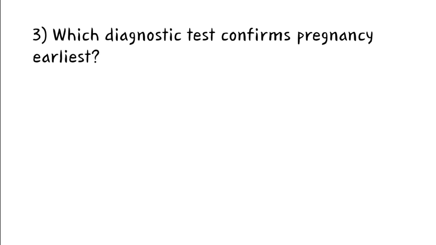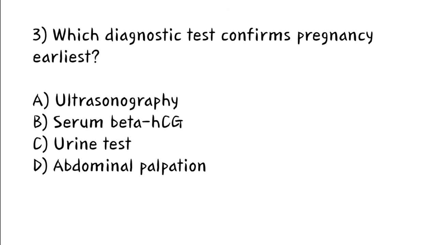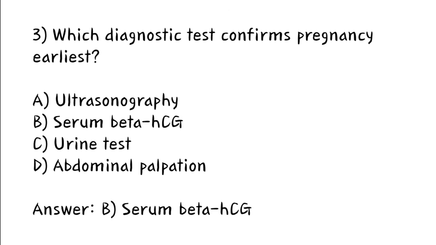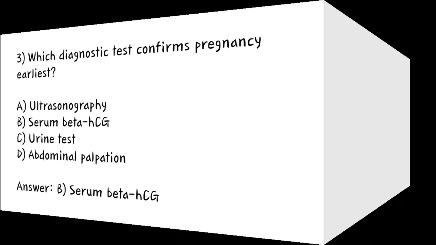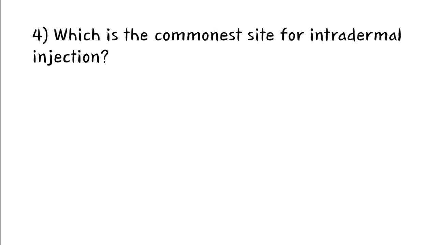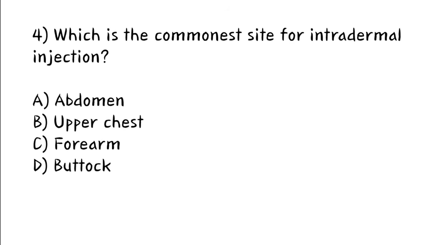Which diagnostic test confirms pregnancy earliest? Ultrasonography, serum beta HCG, urine test, abdominal palpation. Correct answer is option B, serum beta HCG. Which is the commonest site for intradermal injection? Abdomen, upper chest, forearm, buttock. Correct answer is option C, forearm.